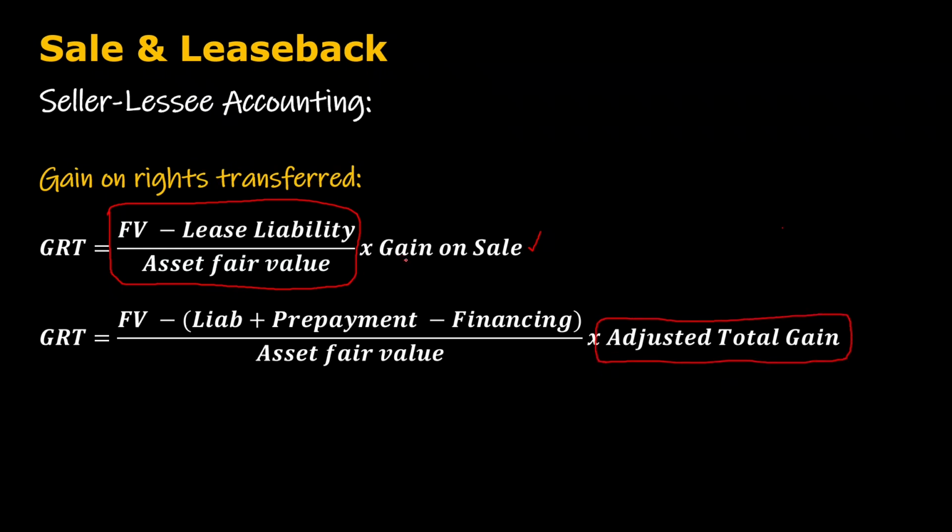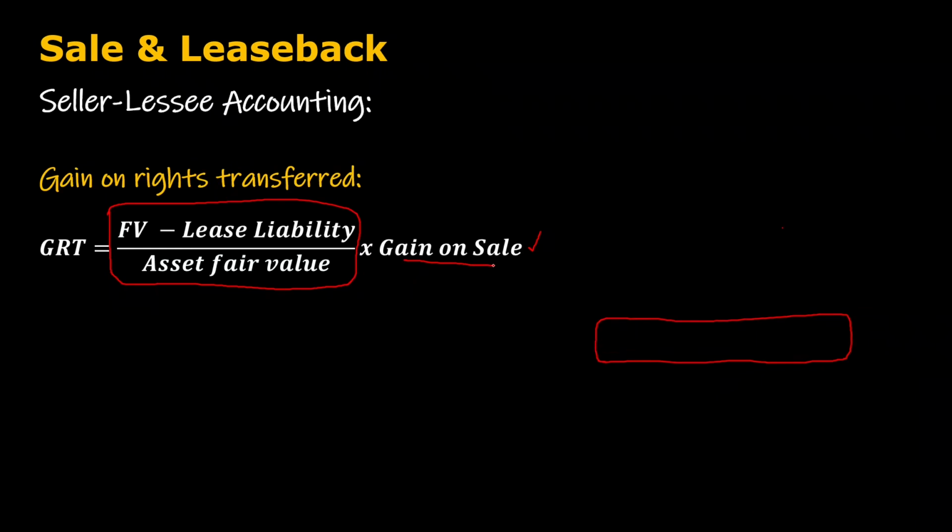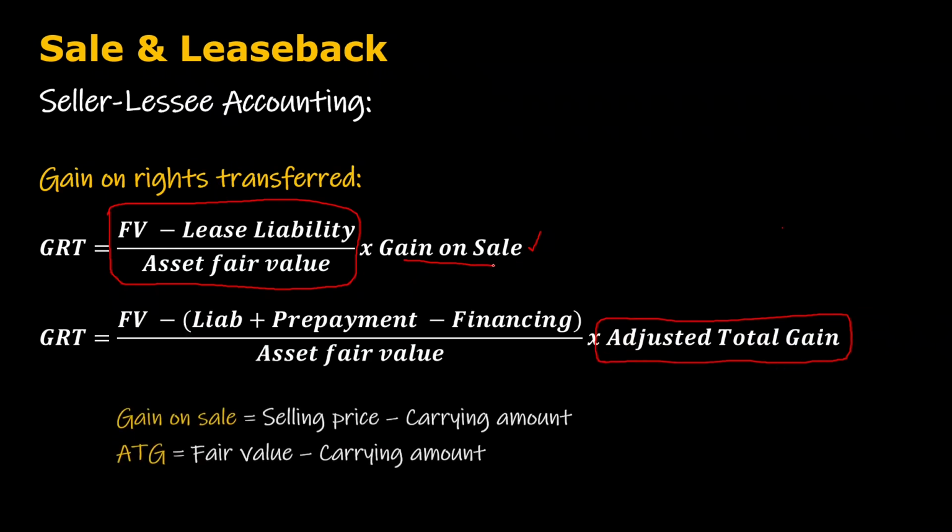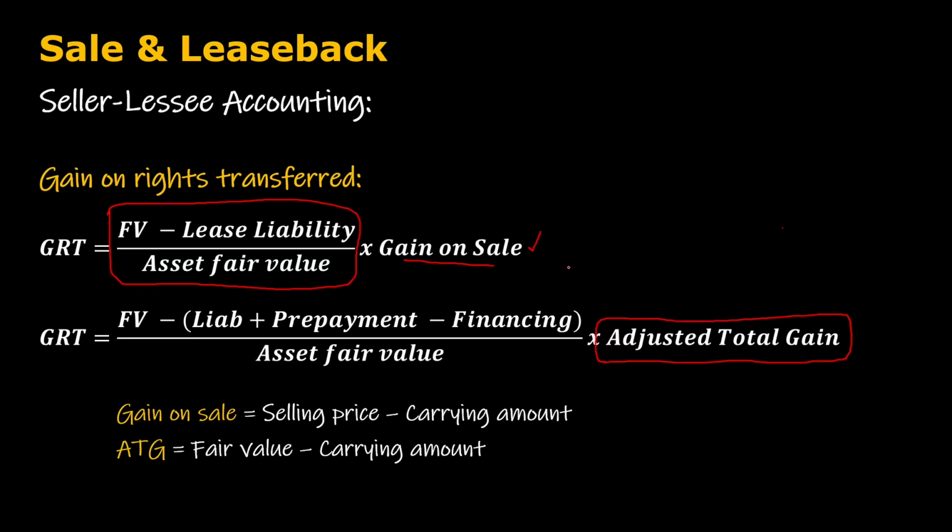Kanina gain on sale, that is understandable, di ba? What is gain on sale? It is simply selling price minus carrying amount. That's gain on sale. And I know you know that already. If you sell a PPE item, selling price minus carrying amount is gain. Pero, if the selling price is not equal to the fair value, do not use the selling price. Instead, fair value po ang gamitin mo in computing this adjusted total gain.